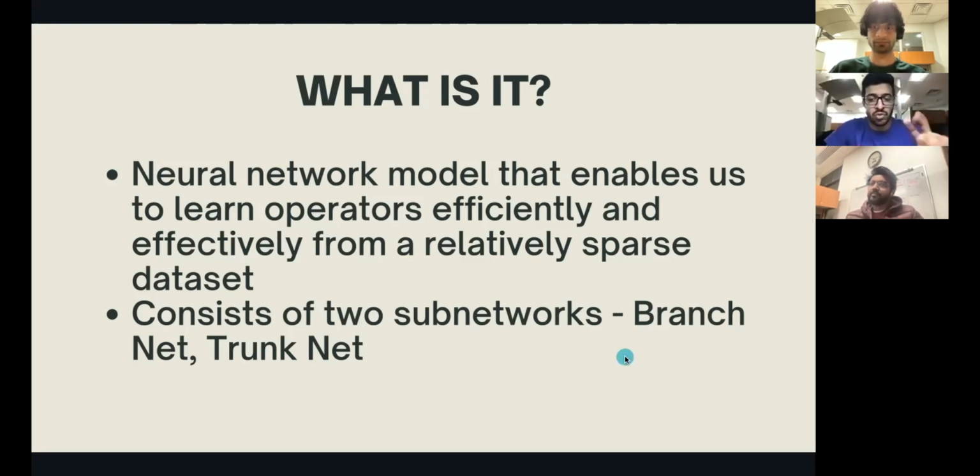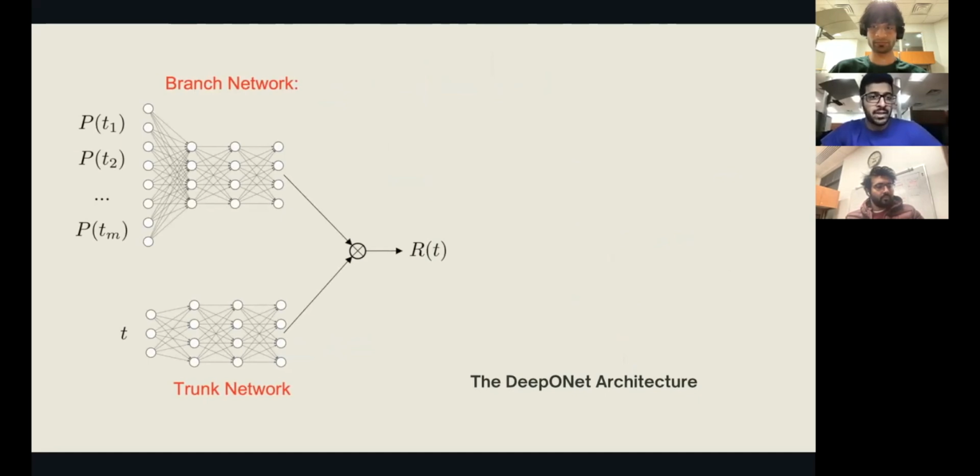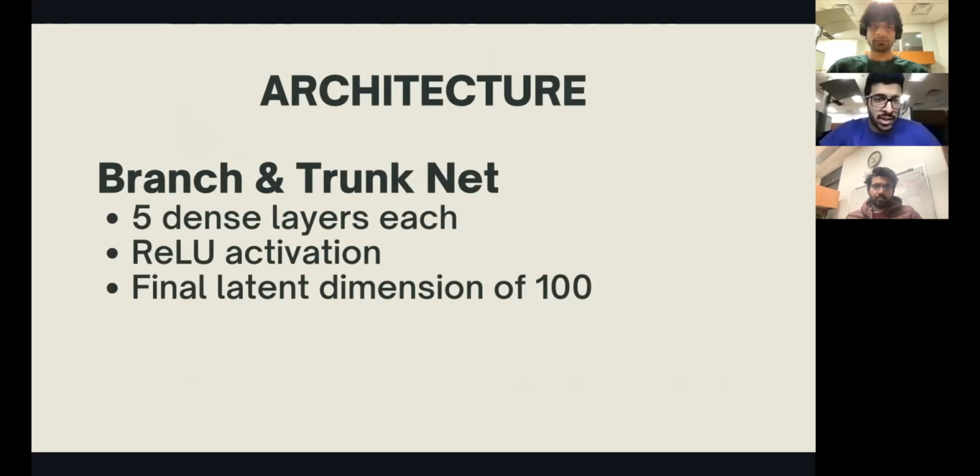The DeepONet consists of two networks, the branch network and the trunk network. In this problem, we feed the pressure data as input to the branch network. Here, M stands for the number of sensor points or the sensor resolution. T, the time, is fed as input to the trunk network. Here, a kind of dot product is performed, and we obtain the radius as a function of time T as the output of the DeepONet. For this problem, the architecture we used has 5 hidden, fully connected dense layers for both the branch net and the trunk net. We use ReLU activation, and there are 100 neurons in each of these 5 hidden layers.